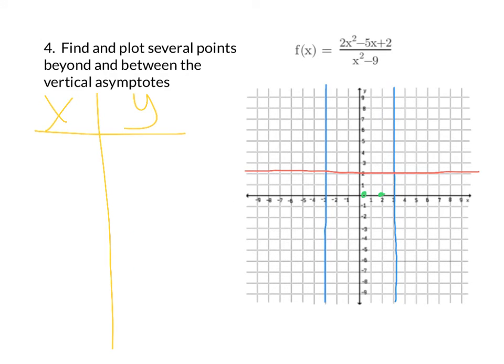The next step to graph our example is to find and plot several points beyond and in between our vertical asymptotes. Since I have a vertical asymptote at -3, I'm going to choose to plug in the values of -6 and -4 for x. When I plug in -6, I get an output of 3.85. When I plug in -4, I get an output of 7.71. So I'm going to go ahead and plot those 2 points.